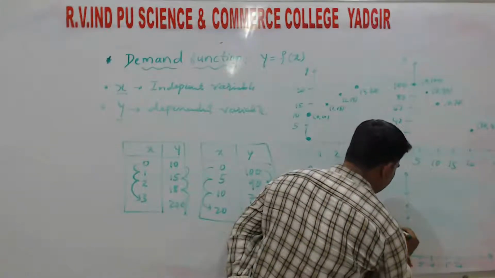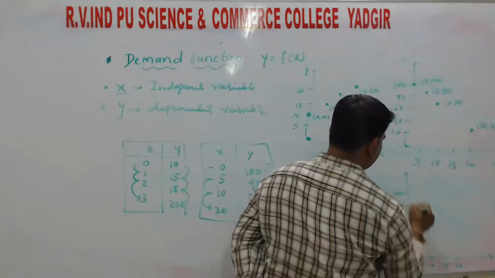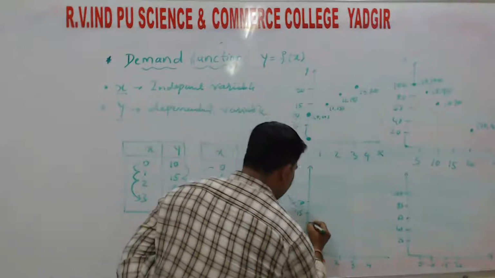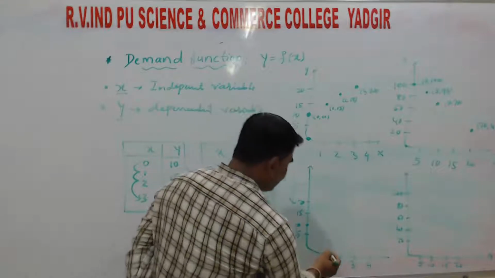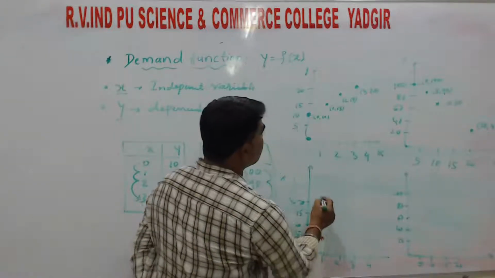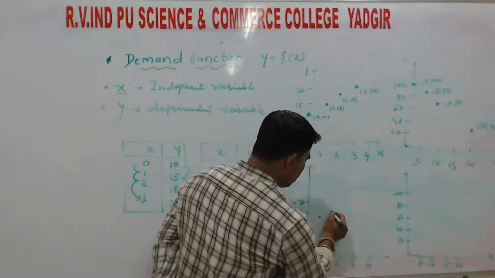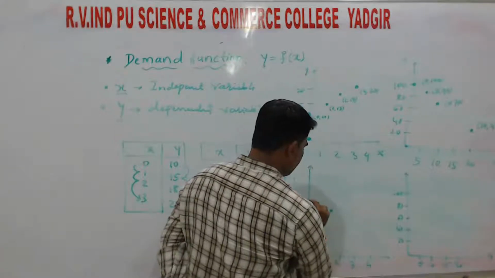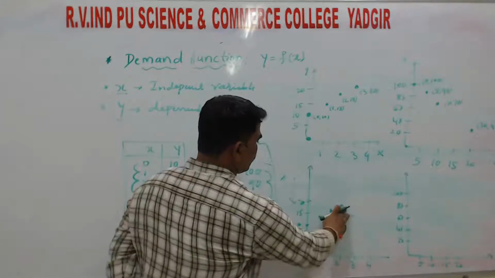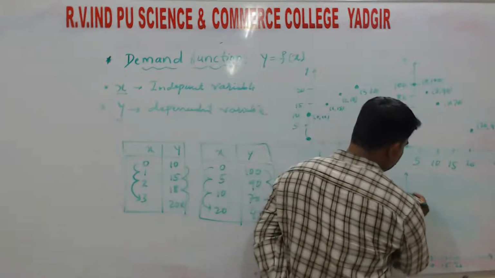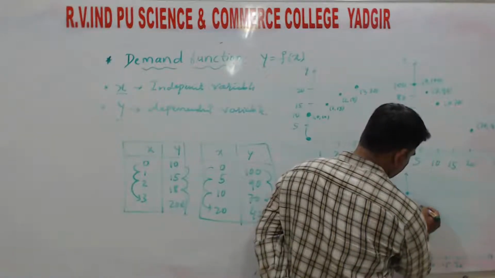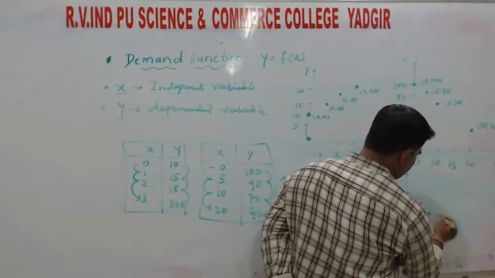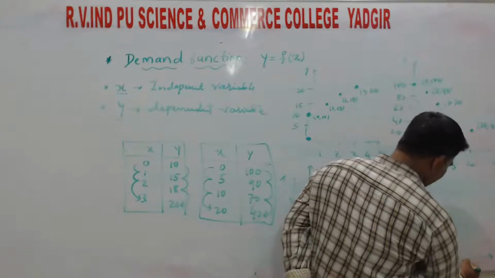This is 20, 40, 60, 80, 100. If you join these lines where I have 0, 10, 115, 218, and 320, I'll get these points. And here it is 0, 100, 590, 10, 70, and it is 20, 40.